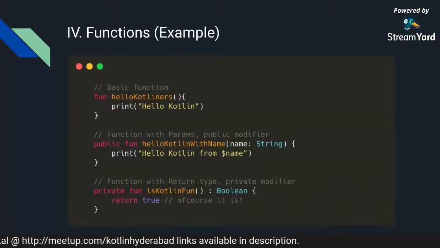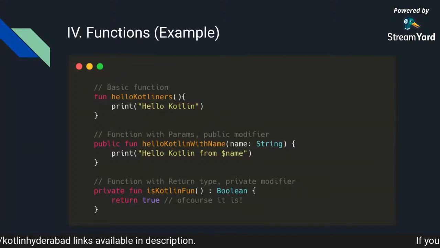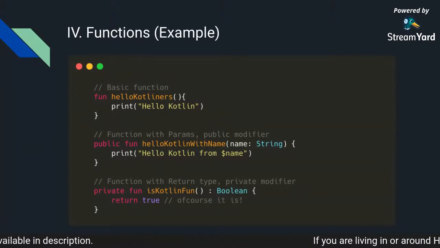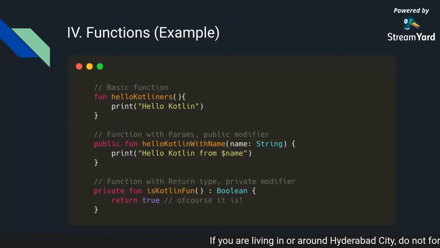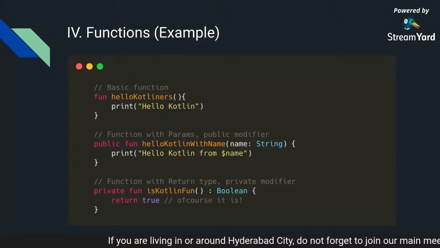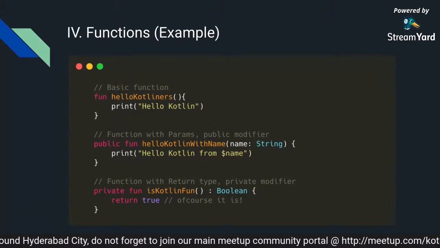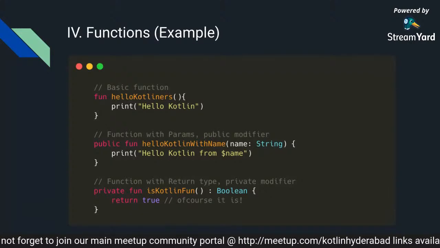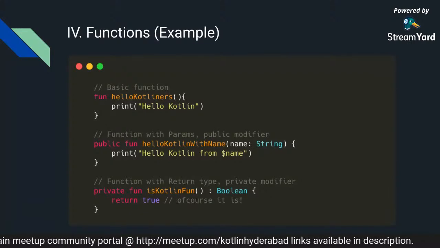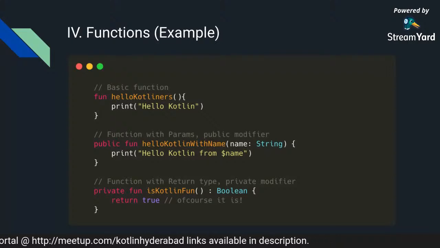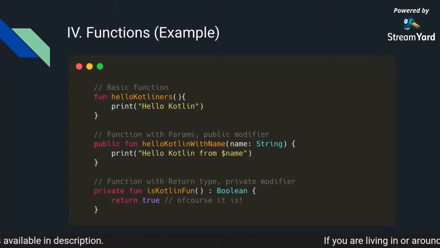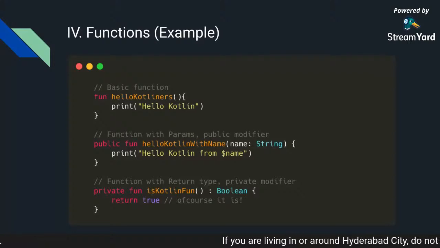So here we have functions. First, here are three functions. The first function here is a very simple function. It's saying function hello Kotliners, and it's just doing something. So this is how you define a method or a function. When I use the word method or function in this entire presentation, it means one and the same thing. You are free to use whatever term you want, but we call them functions in Kotlin, with the fun keyword.